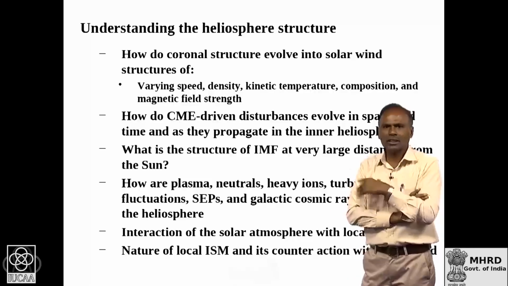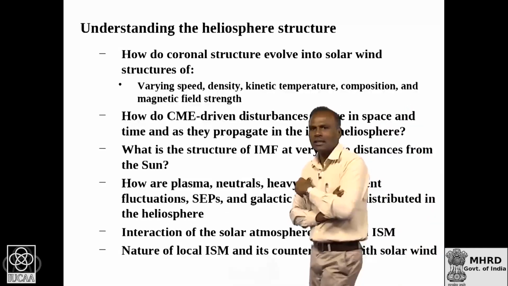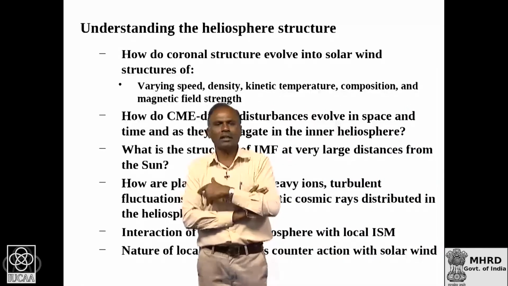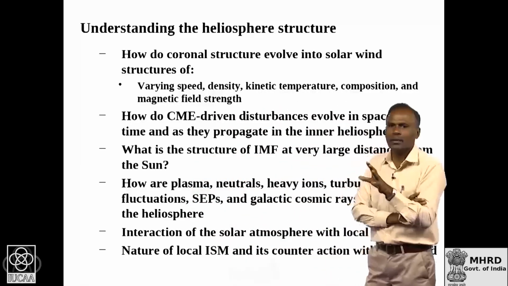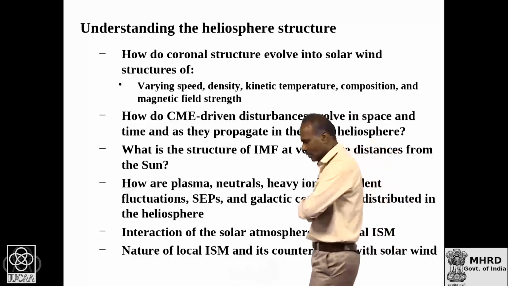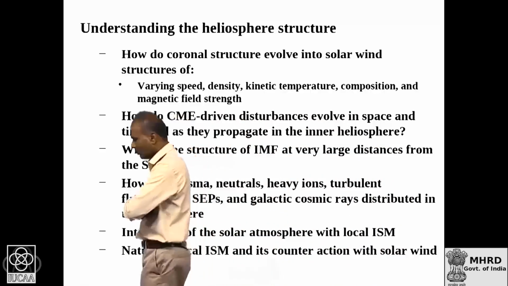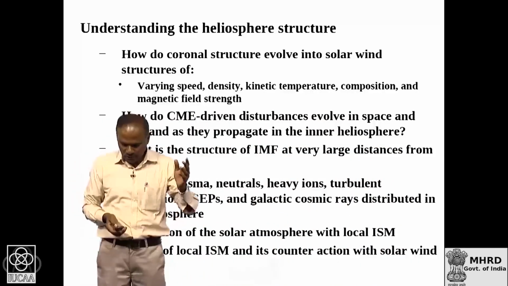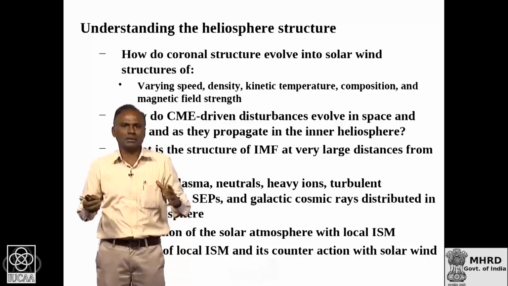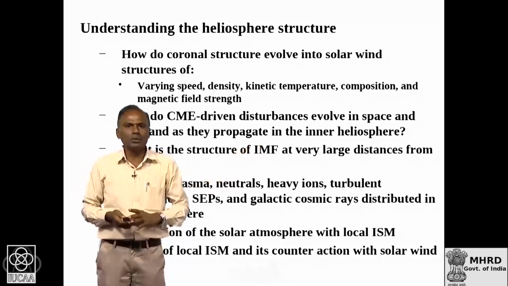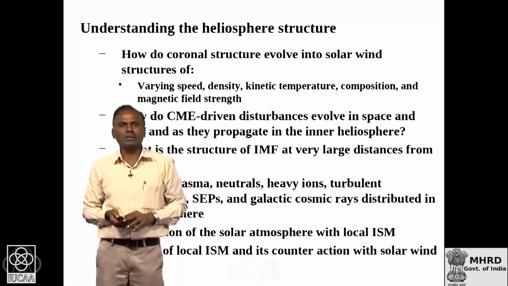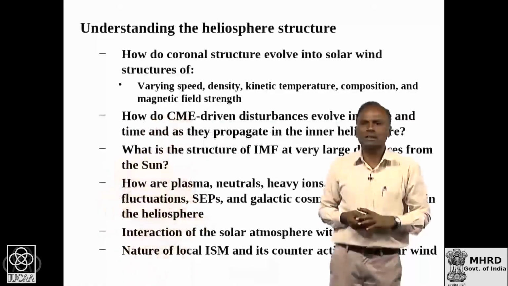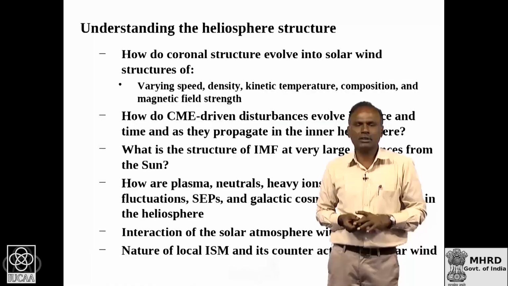The interaction of the solar atmosphere with the local interstellar medium is another open question. The nature of the local interstellar medium and its interaction with the solar wind is another important subject. Solar wind itself is a huge subject, but it can be carried up to the edge of the solar system, and its properties, with other processes happening at the edge of the solar system, can be studied.